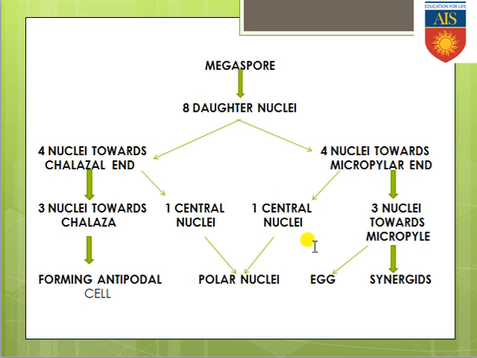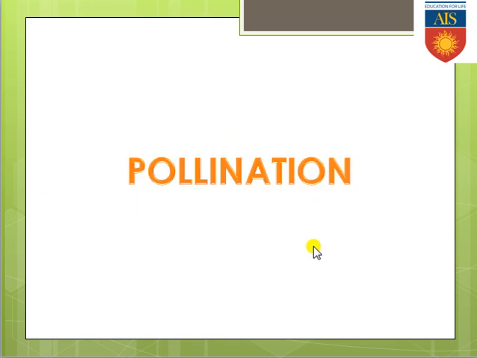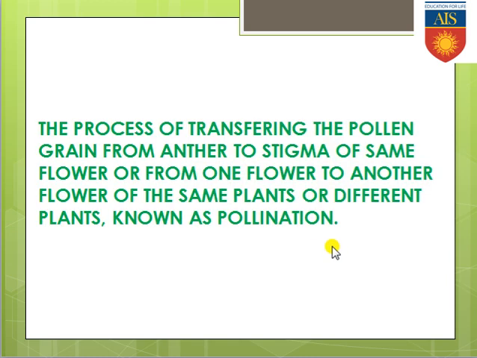Okay, I think this slide you have understood properly. Going to a new topic, that is pollination. We all know pollination is the process of transferring pollen grains from the anther to the stigma of the same flower, or from one flower to another flower of the same plant, or maybe to a different flower of a different plant. So that can be called pollination.